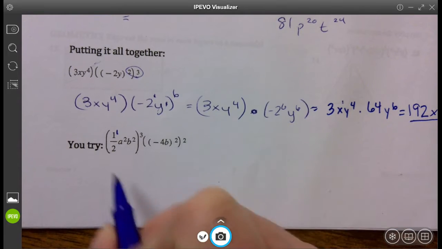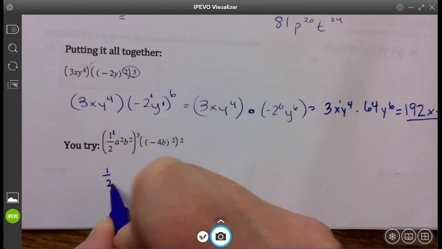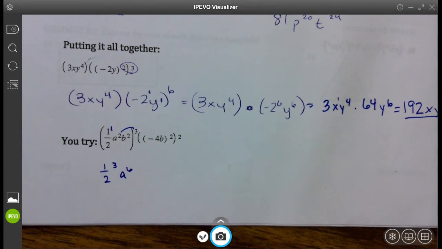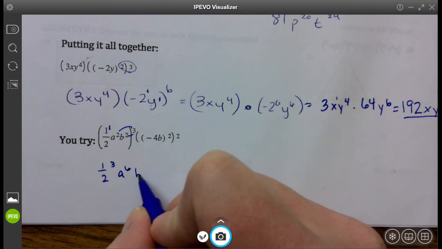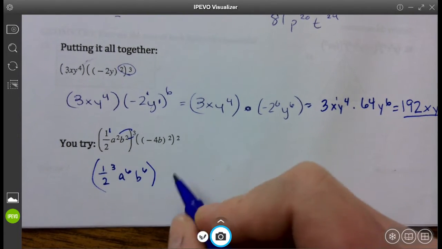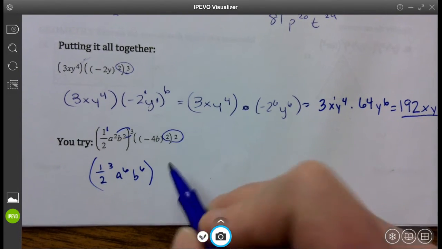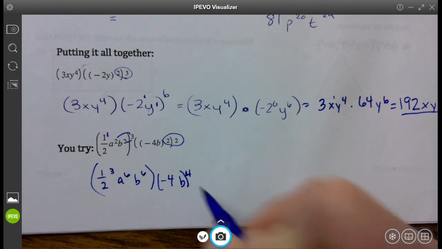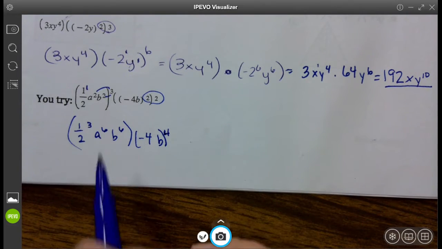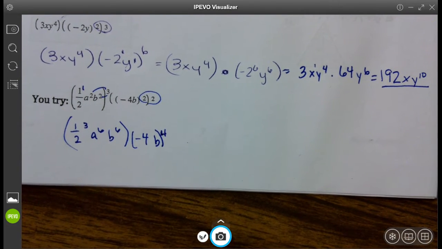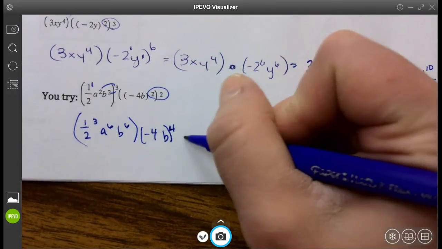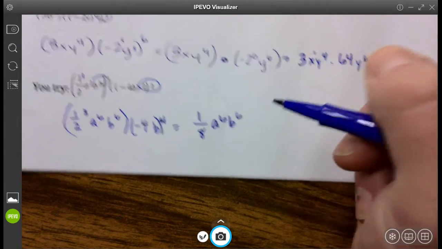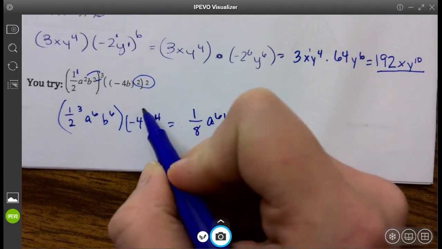All right, make sure everything has an exponent. So this is going to end up being 1/2 to the 3rd, a to the 6th, b to the 6th. Now this quantity is going to be multiplied by this quantity, but we have to deal with this first. It's going to be negative 4, b to the, well, the whole thing has to be raised to the 4th. It's a little tricky. So 1/2 cubed is 1/2 times 1/2 times 1/2. It's going to be 1/8, a to the 6, b to the 6, times, well, negative 4 to the 4th.